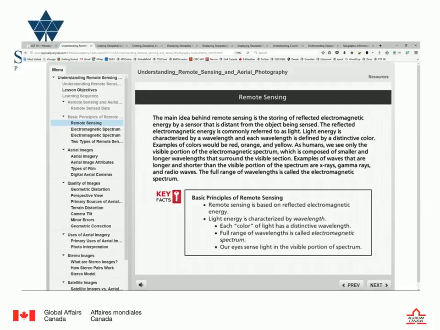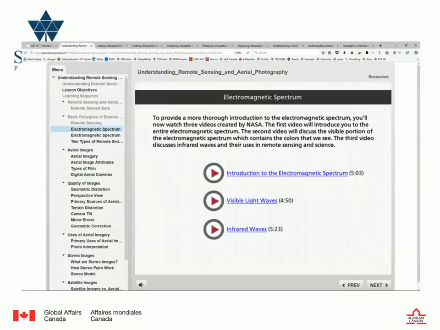Alright, so principles of remote sensing. Remote sensing is based on reflected electromagnetic energy. So it's reflected light from the ground: the sun to the ground to the sensor. Each color of light has a different wavelength, and the whole range of wavelengths is called the electromagnetic spectrum. We can only see a very small band of the spectrum, visible to our eyes. There's more light that we cannot see. If you go online, you can learn more about the electromagnetic spectrum and light waves.